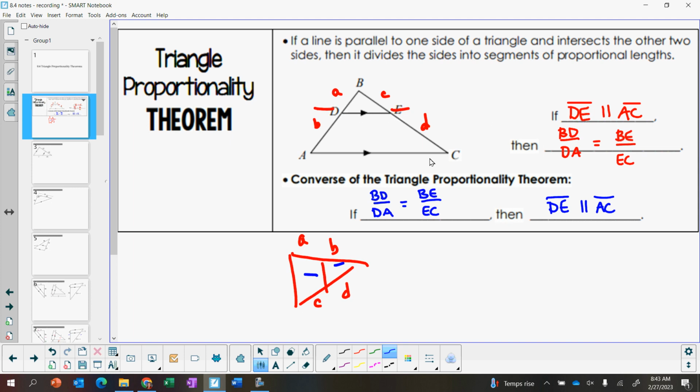So they might ask you, are these lines parallel? And we're going to check to see if those two fractions are equal by setting them up and either reducing them or cross multiplying them.